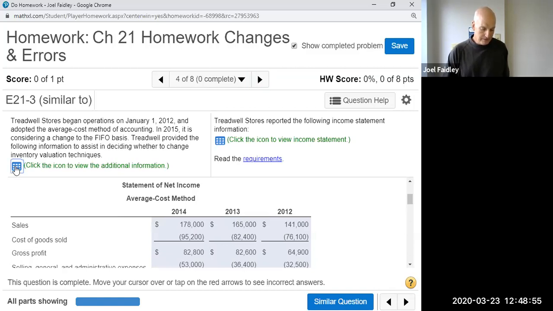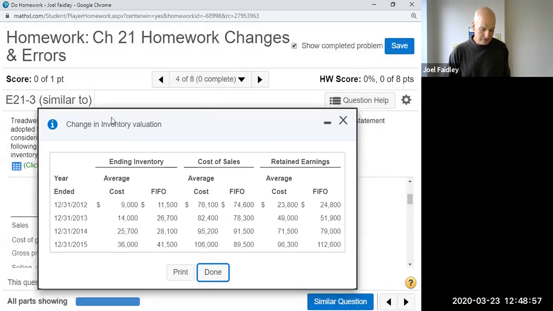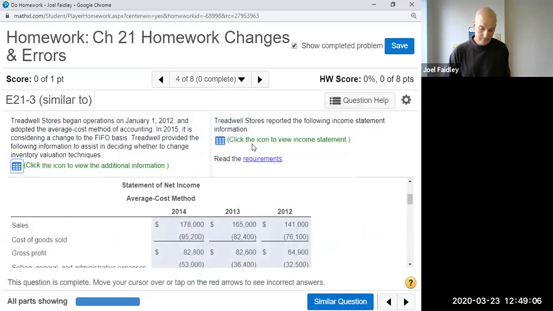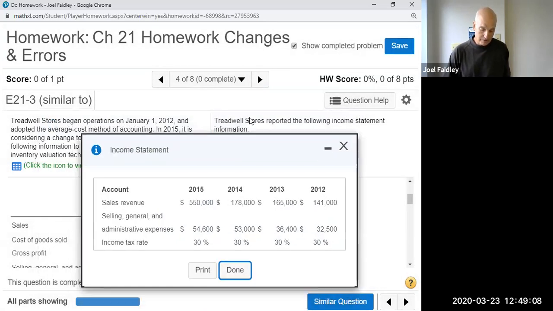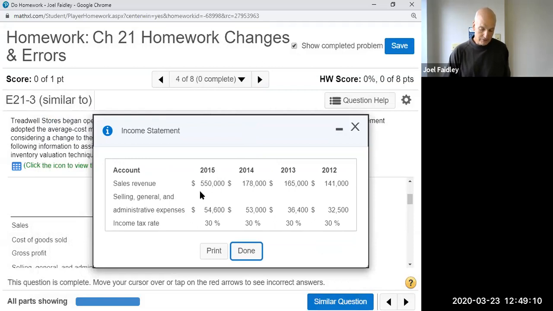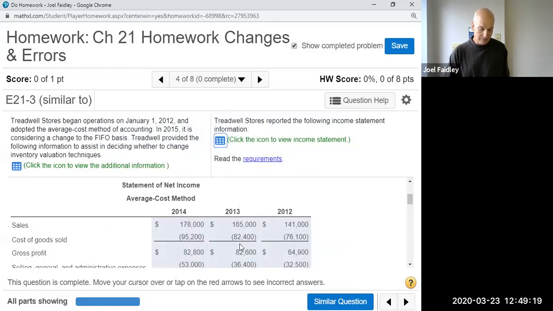So the following information is given, a lot of information there. For ending inventory, cost of sales, cost of goods sold, right? Same thing, retained earnings. And they give you an income statement here as well, which is used for all of these. Sales revenue, selling, general and administrative, income tax. So this is just stuff you've got to plug in down here as you go through this problem.